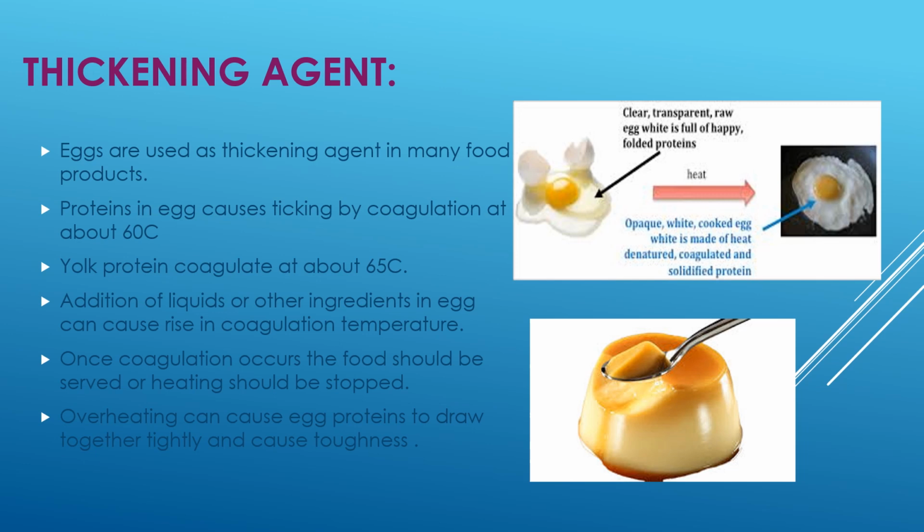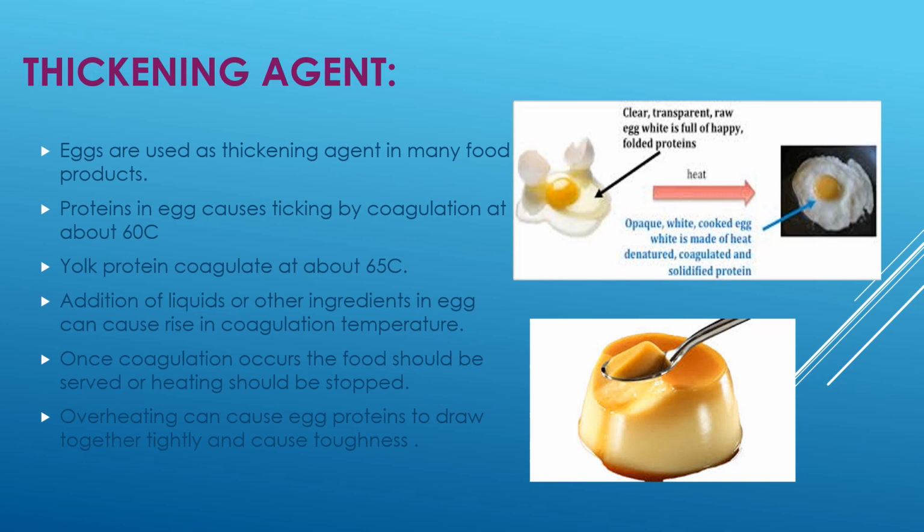Eggs are used as a thickening agent in many food products. You can see in the picture, once the egg is broken, it is in transparent form. As it comes in contact with heat, it becomes opaque, white, and the resulting product is thickened.